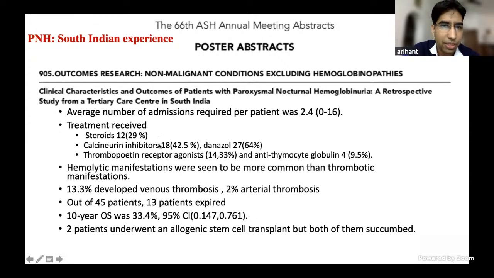Steroids around 30%, CNI around 50%, 10% getting ATGs. Hemolytic manifestations were more common than thrombotic manifestations. They had a lesser incidence of venous thrombosis, around 13%. Ours was around 23%. The 10-year survival was as low as 33%, and 2 patients in their cohort of 45 patients underwent a stem cell transplant. Both of them unfortunately succumbed.